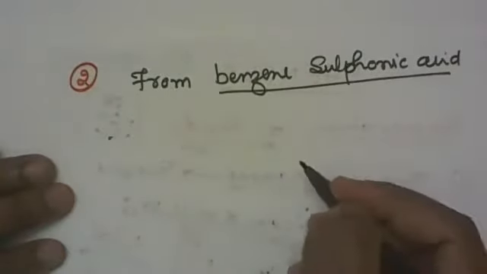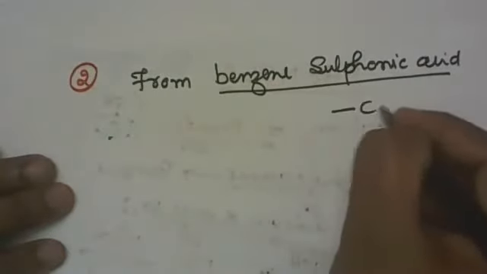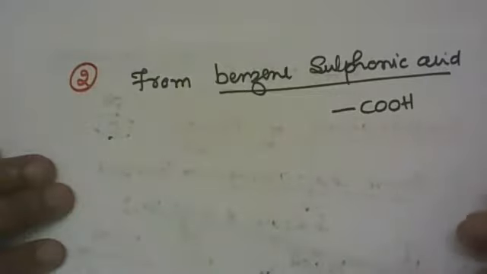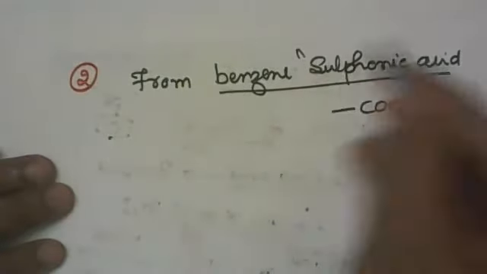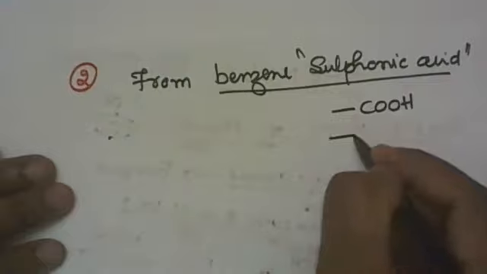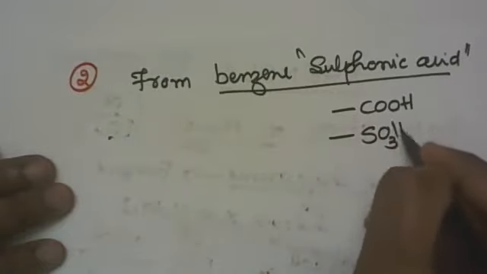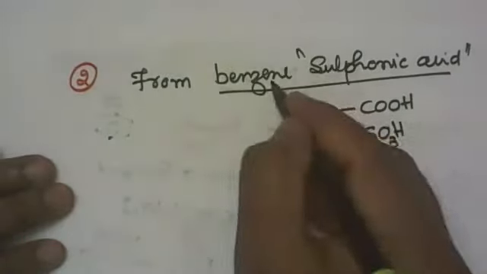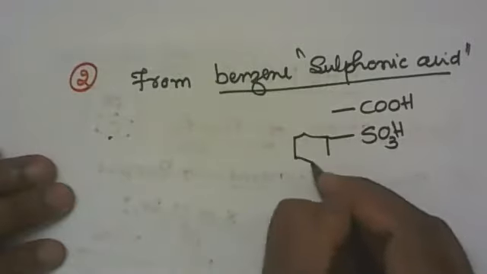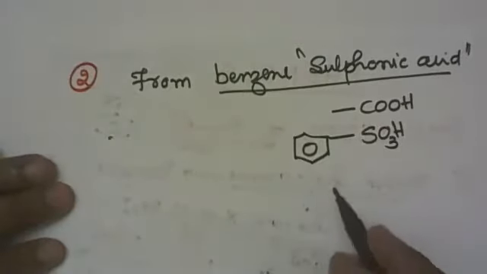Sulfonic acid. We know carboxylic acid is COOH. This is a carboxylic acid. What is a sulfonic acid? Sulfonic acid is the SO3H group, and benzene, you know, is attached here. So it is benzene sulfonic acid.